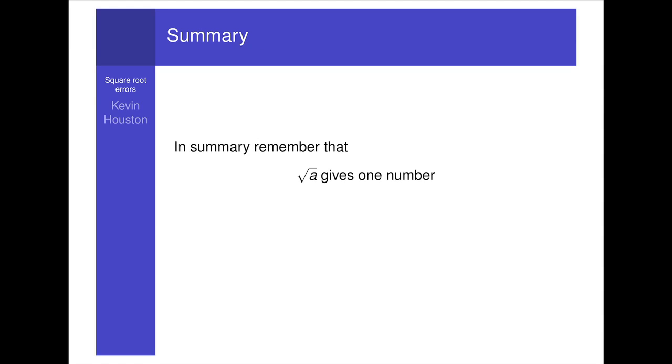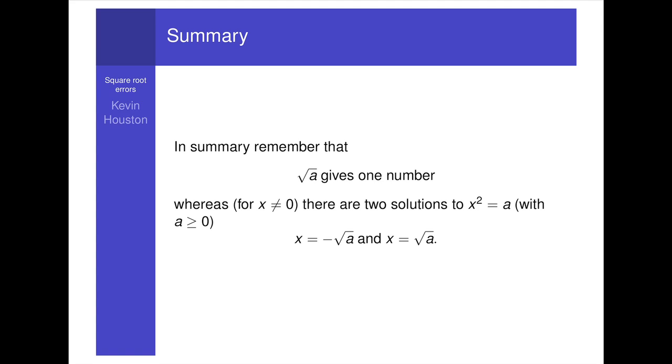In summary, remember that square root of a gives one number, whereas for a not equal to 0, there are two solutions to x squared equals a, with a greater than or equal to 0. x equals minus square root of a, and x equals square root of a. I take a greater than or equal to 0 because I want to avoid talking about complex numbers.